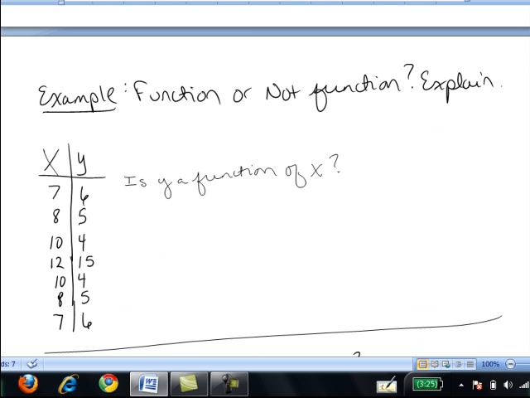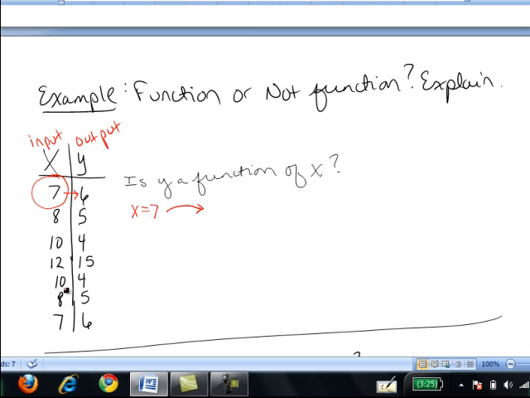In the first example, we're given a table of values. We have input x and we have output y, and we want to know if y is a function of x. In order for y to be a function of x, we should be able to pick any input, for example 7, and know exactly where it maps. So when x equals 7, can you look at the table and know exactly which output it is mapped to? Well, in the table it looks like 7 maps to y equals 6.